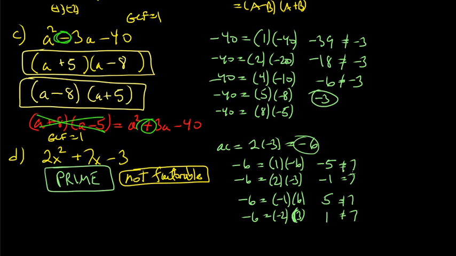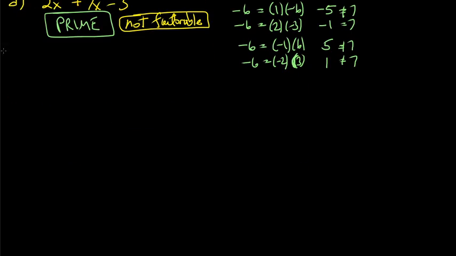So part E, we want to factor 5x squared minus 45. Write that down. Okay, so GCF is not 1, GCF is 5. So let's factor out the 5.